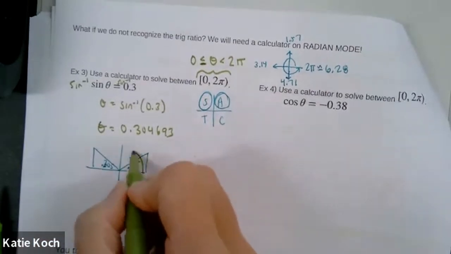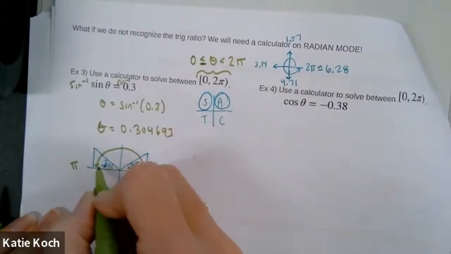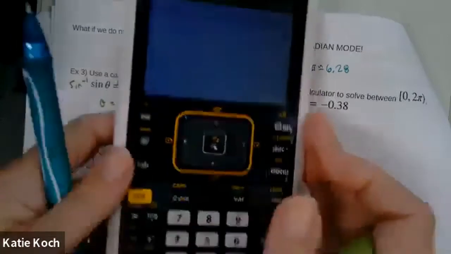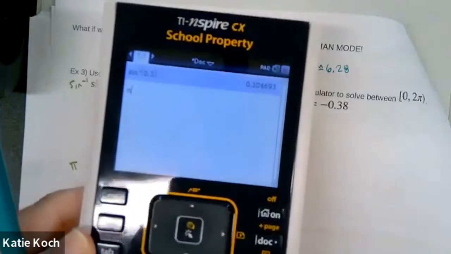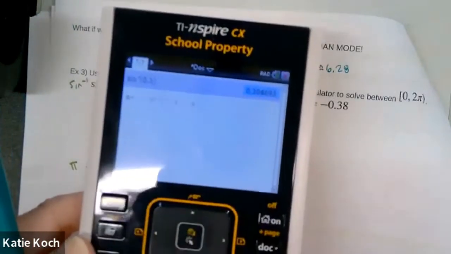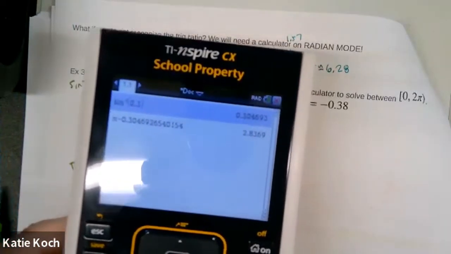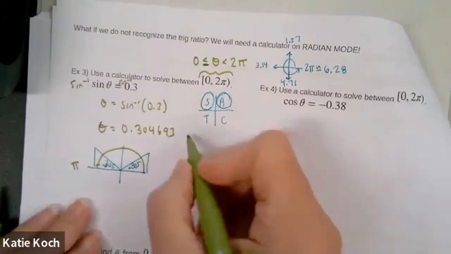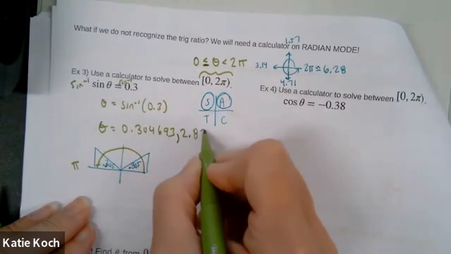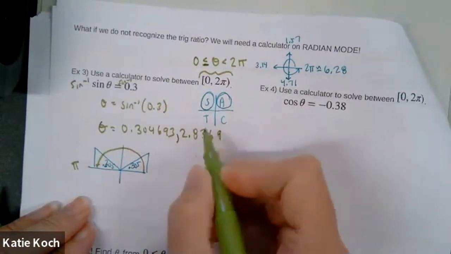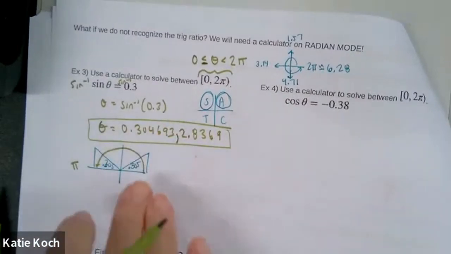Well, all the way to here would have been a pi. So I need to take pi and subtract that number on the calculator. To do that, I'm going to press this pi button here, and I'm going to subtract. I'm just going to grab that answer there. And so my other angle is 2.8369. Okay, so we have two answers, 0.3 and then 2.8. And I think they might want 4 decimals actually. So however many decimals they ask you for. Be smarter than the calculator because you know the directions.